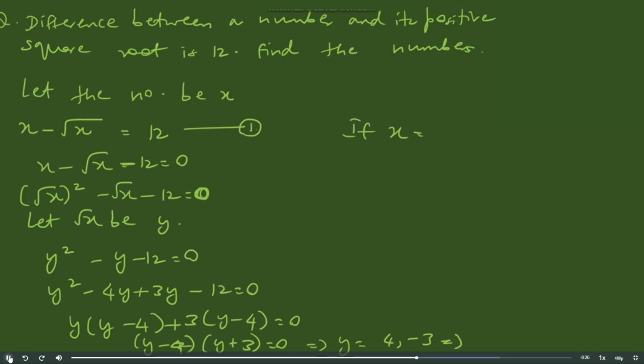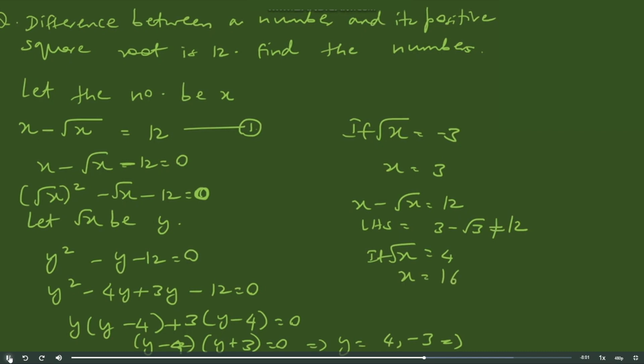Okay, if root x is minus 3, y is minus 3, which means root x is minus 3, x is equal to 9. Now, I know that x minus root x is equal to 12. Given, LHS is equal to 9 minus root 9. This is not equal to 12. But if I take root x is 4, that is y is 4, which means root x is 4, so x is equal to 16. Then LHS is equal to 16 minus 4, positive square root, which means 12, which is equal to RHS.